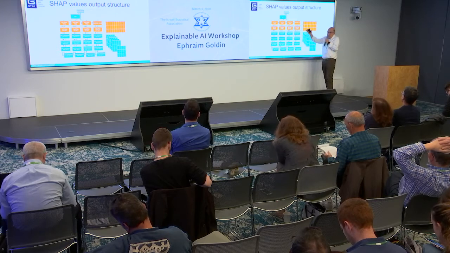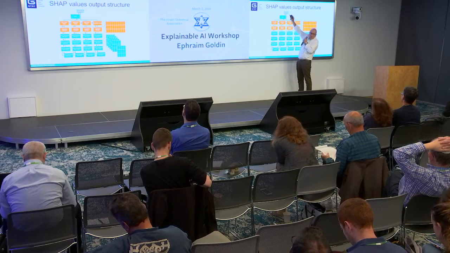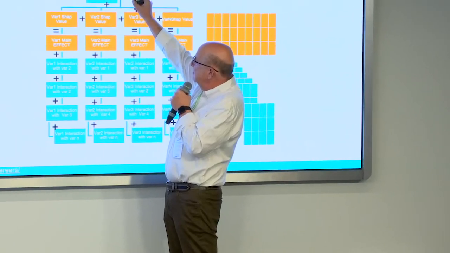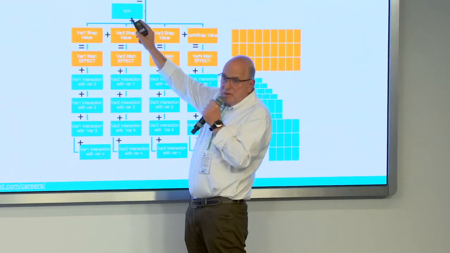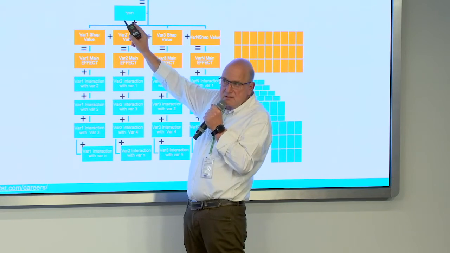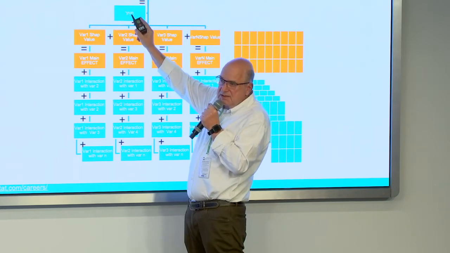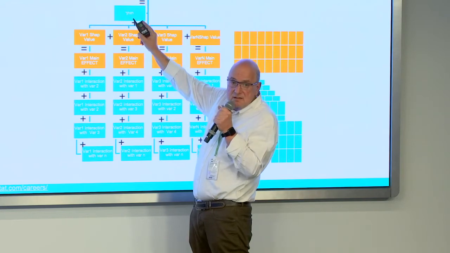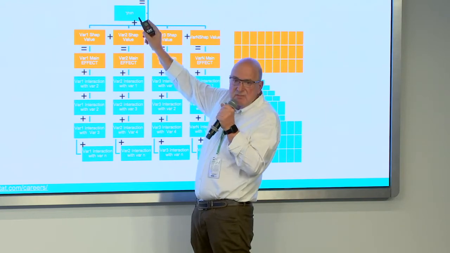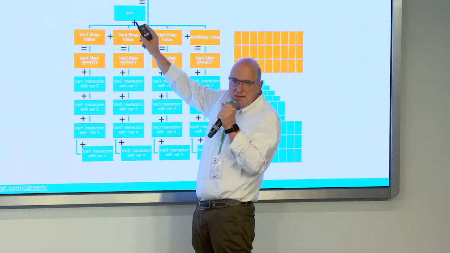So what does SHAP look like? We have an observation, a specific observation. There is a general intercept, the general bias. Can someone explain to me why in machine learning they call it bias?